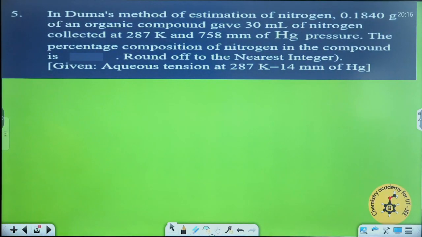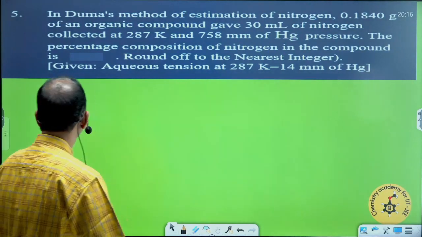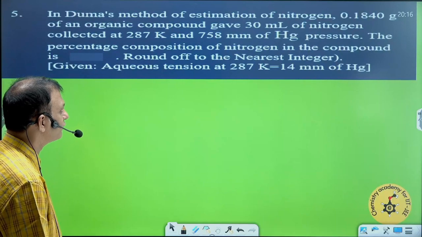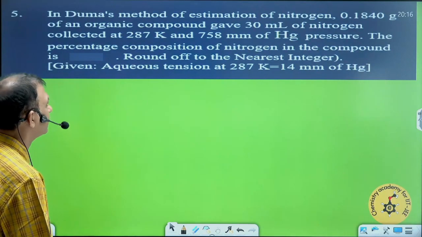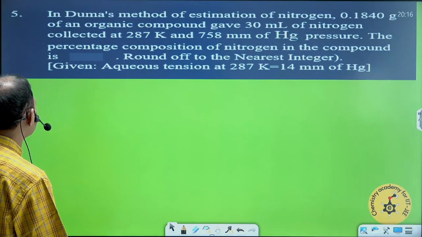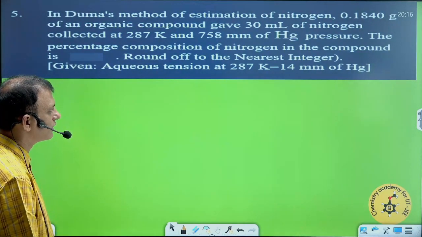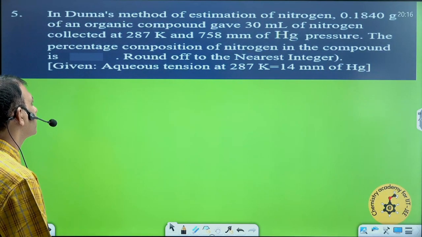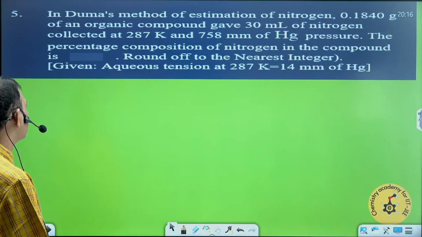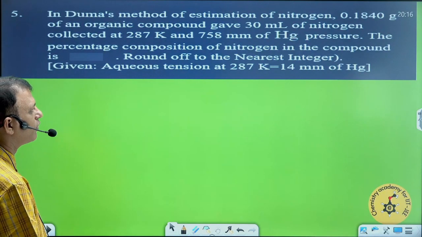So this is question number 5, because in the first episode we have already discussed up to question number 4. In Dumas method of estimation of nitrogen, 0.1840 gram of an organic compound gave 30 ml of nitrogen collected at 287 Kelvin and 758 mm of mercury pressure. The percentage composition of nitrogen in the compound is, round off to the nearest integer, given aqueous tension at 287 Kelvin is 14 mm of mercury.